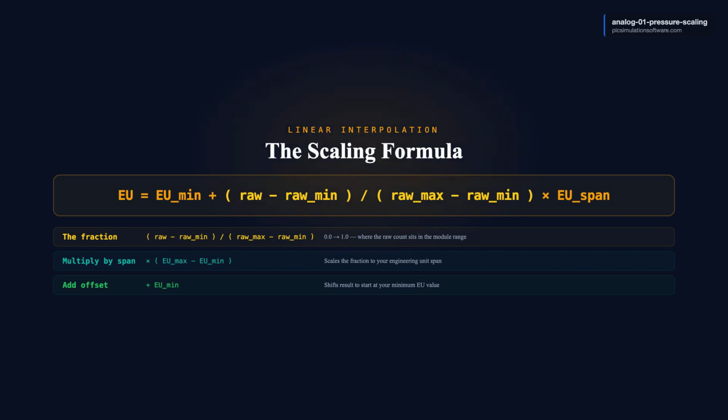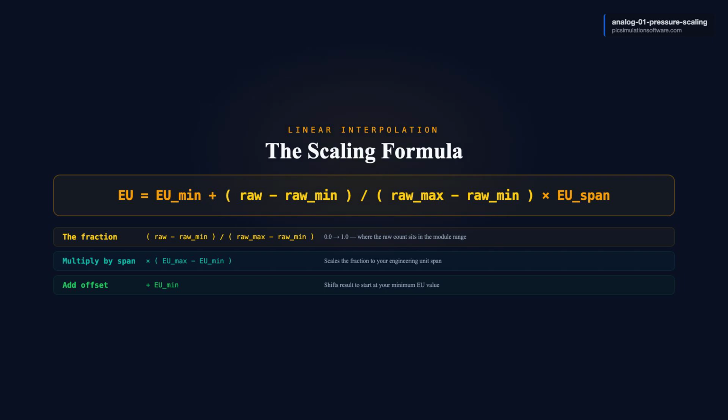The scaling formula is a linear interpolation. Engineering units equals EU min plus a ratio times the EU span. The ratio is raw minus raw min, divided by raw max minus raw min. Multiply that by EU max minus EU min, then add EU min. That fraction in the middle is a ratio. It tells you what fraction of the way the raw count sits between its floor and ceiling. Multiply that ratio by your engineering unit span and add the minimum to offset it. The result is the process value.